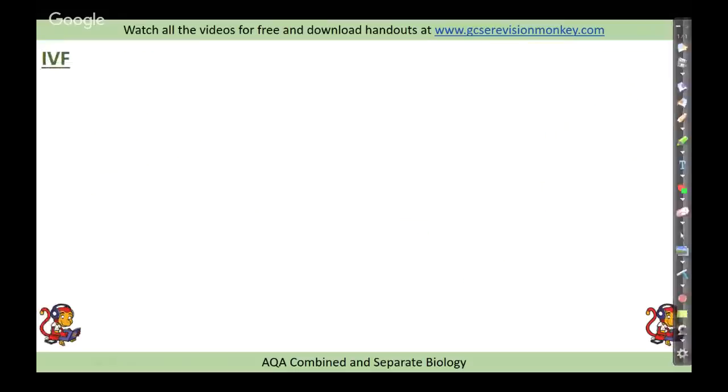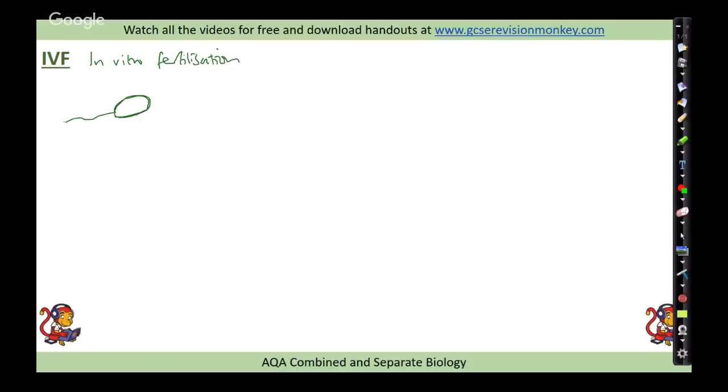IVF is a topic that you need to know in detail. For higher tier, you need to know that IVF is in vitro fertilization. And what this means is that fertilization, rather than taking place naturally inside a woman after the point of sexual intercourse, is fertilization that actually happens by a scientist in a lab. So they'll take a sperm sample from the male and pick the most motile sperm, the most active sperm, and they will take a number of eggs from a woman.